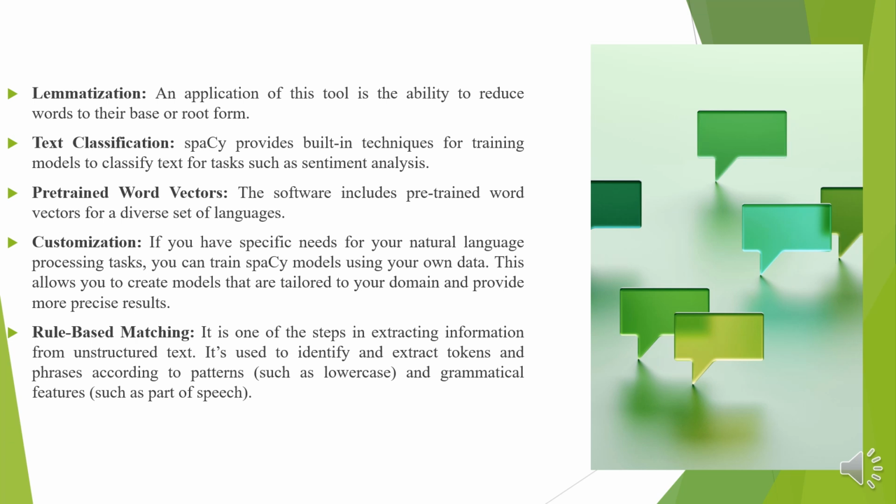Next thing is rule-based matching. Rule-based matching is a technique in SpaCy for extracting structured information from unstructured text. It helps identify specific tokens or phrases based on patterns. For example, you can define rules to detect product names, phone numbers, or specific keywords in legal contexts. This is helpful in automating tasks like contract review or information retrieval.